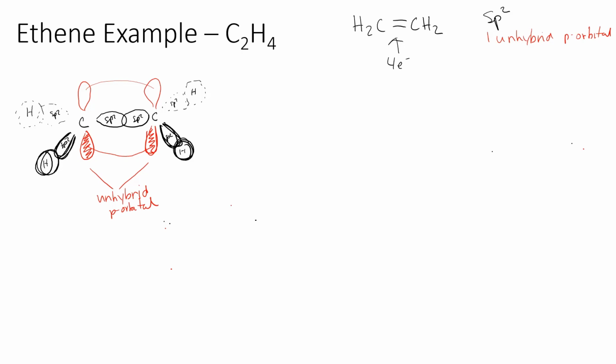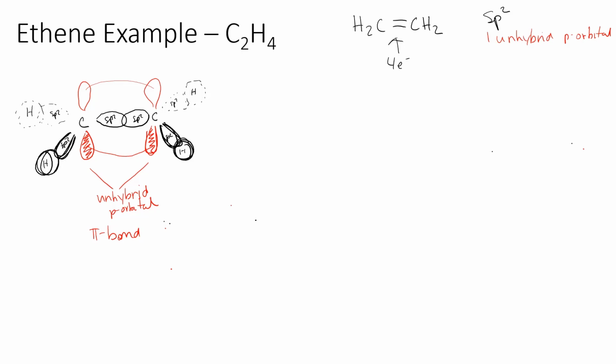Since the overlap is no longer on the internuclear axis, so hopefully you've been paying attention, that overlap is above and below that internuclear axis, this is what we refer to as a pi bond. So it's no longer a sigma bond that we would be looking at. This is now what we would refer to as a pi bond. The overlap would be what we call above and below that internuclear axis.